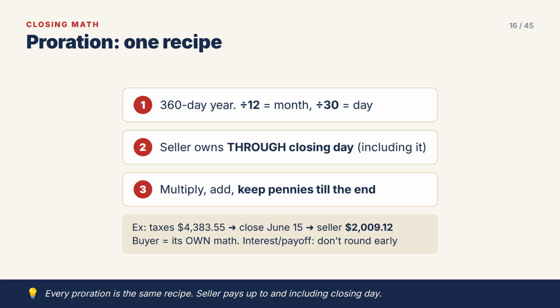The buyer's side is its own math for its own dates, never reuse the seller's number. And interest, $165,000 at 3% is $13.75 a day, 16 days is $220. Loan payoff, balance plus the exact accrued interest, $98,025.67. Don't round until you're done.